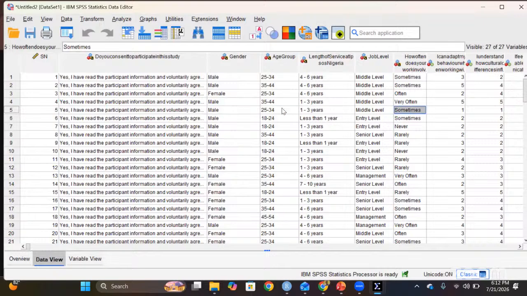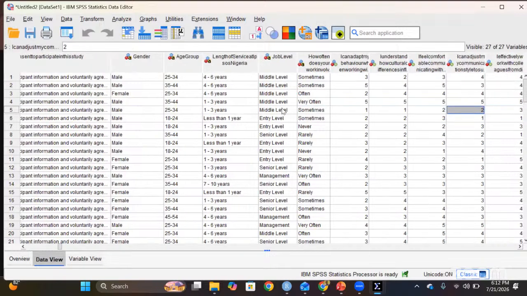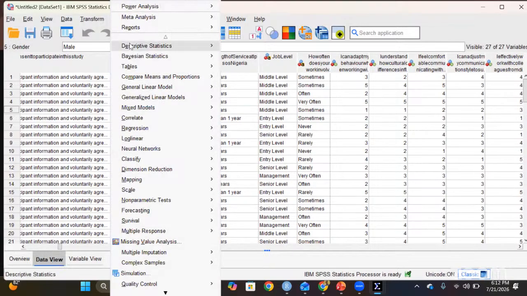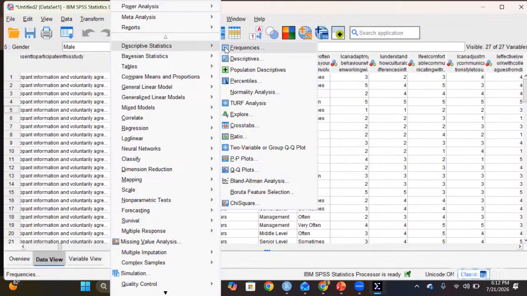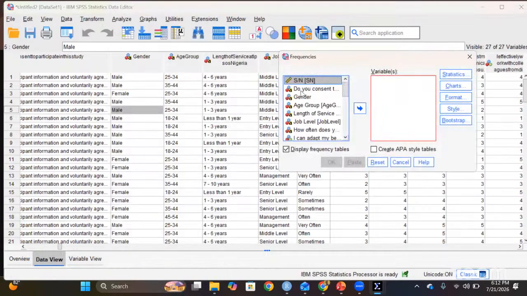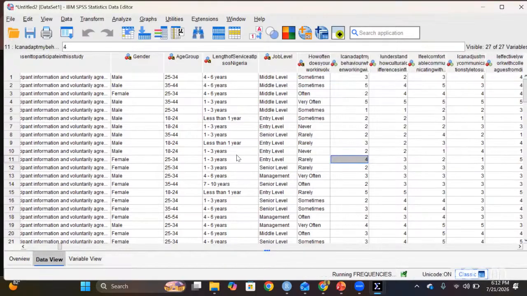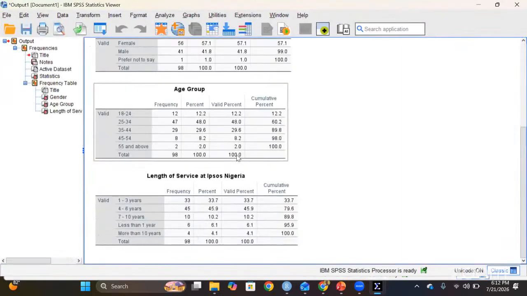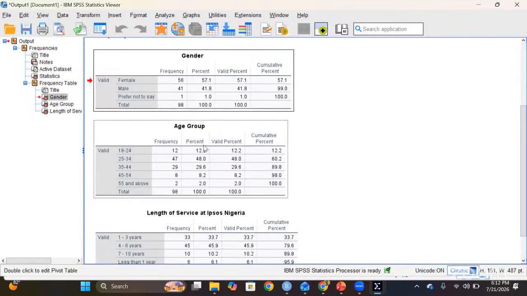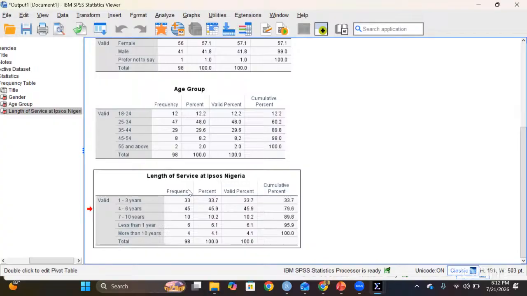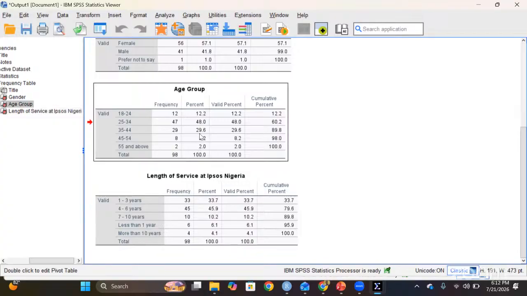Like we said in the last class, you can run your frequency by going to Analyze, Descriptive Statistics, then Frequencies. Move your variable from the left, click on it, then click this arrow, and repeat for each variable, then click on OK. This would generate only your frequency table. The only thing you want, just like Ada asked me, was the frequency table. So this is enough. You don't need charts. You can just pick your table.